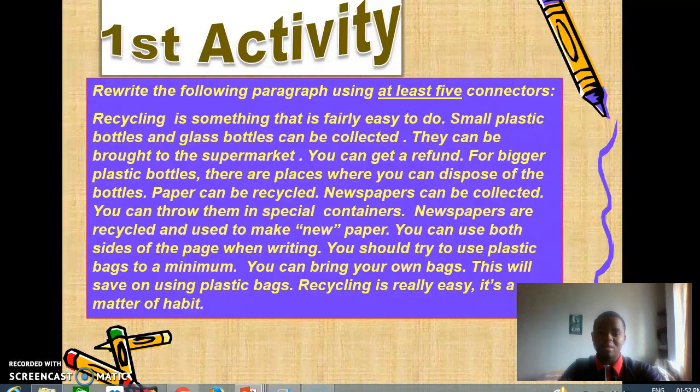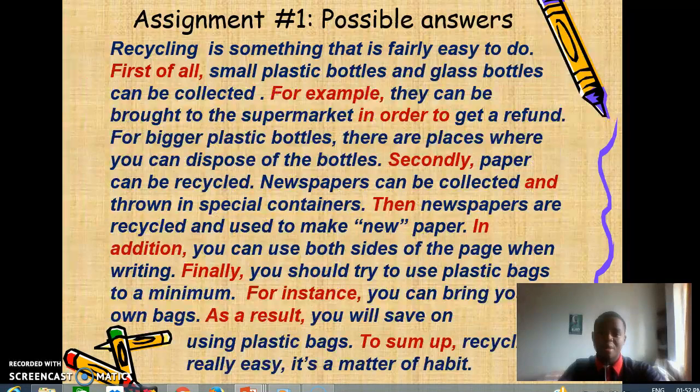So now let's see how we can use connectors. So these are the possible answers that I came with. So all you have to do is focus on the rates, and you will see that this is where I have added connectors for this paragraph to actually make more sense.